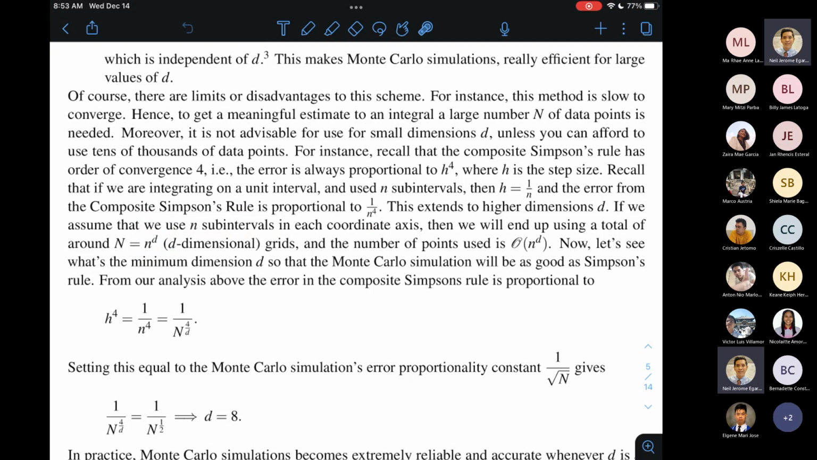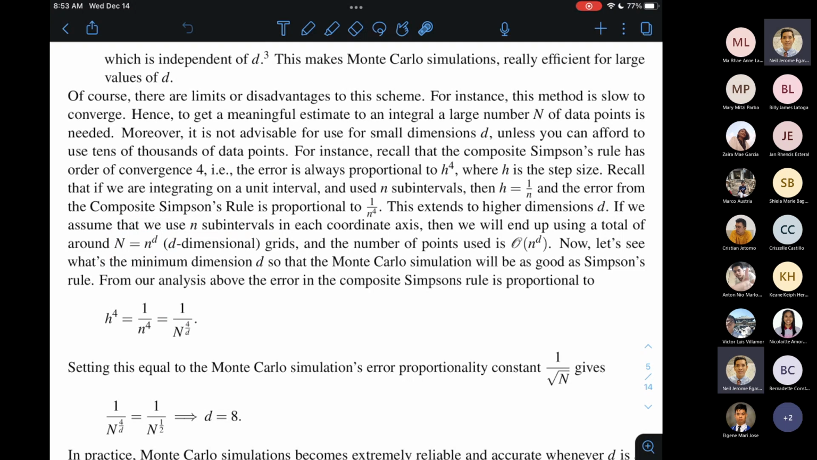Tapos sabi natin, kapag ka-composite Simpson's, so nakadepende siya kay h to the fourth. Pero si h to the fourth ay equal kay 1 over n to the fourth, where n is the number of subintervals used or the number of discretization points used. Pero kung nasa d dimension ka, yung capital N natin, the number of points that you used, is equal to n to the d. Little n is the number of subintervals on each coordinate axis, and then d is the dimension of the problem. So here, if I will compute for n to the fourth, that means capital N should be 4 over d.